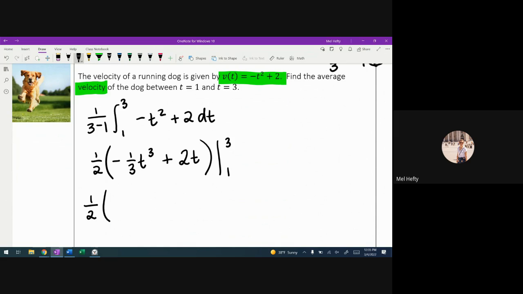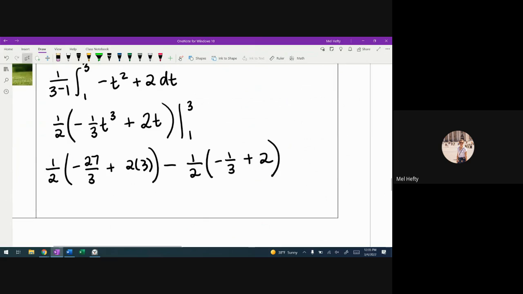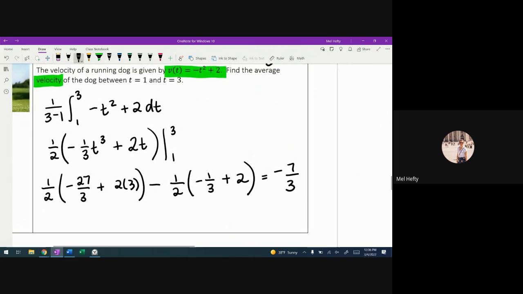3. So I've got negative 27 over 3 plus 2 times 3 minus 1/2 negative 1/3 times 1. Yes, always subtract. And plus 2. All right, since I have a feeling we're done, I will simplify for us just so we have an idea of what that number would be. It would be negative 7/3.